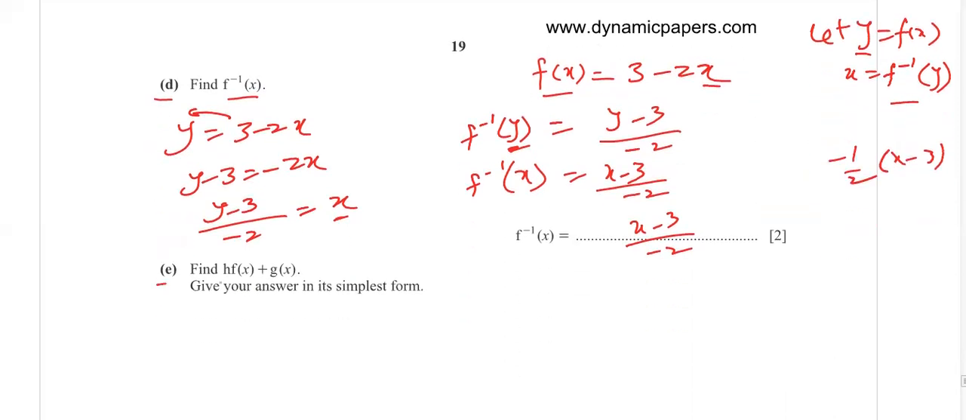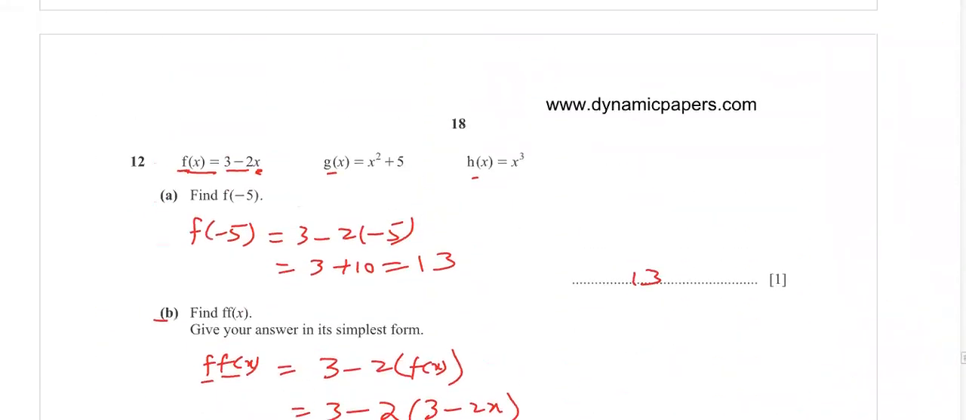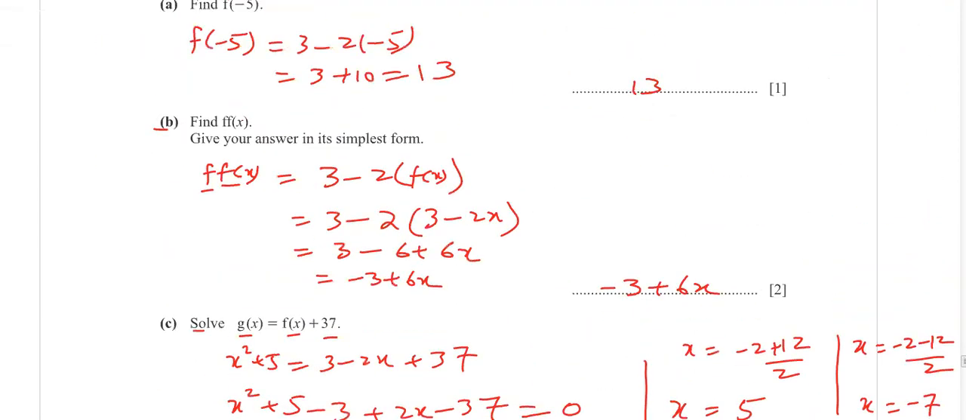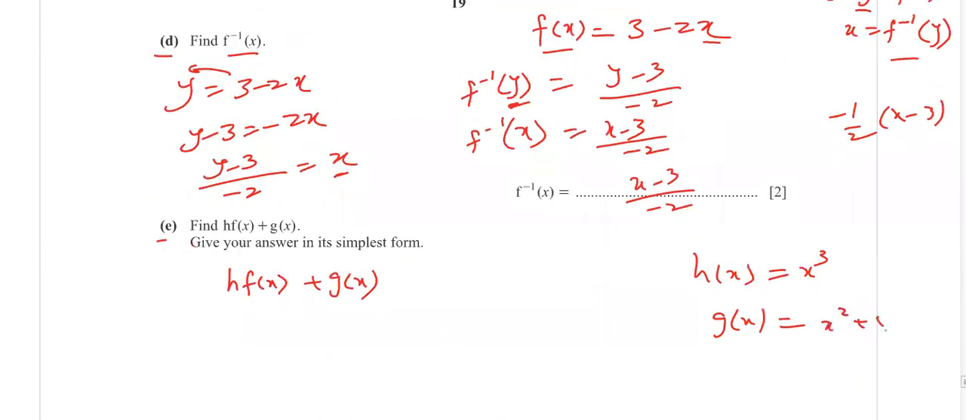Your choice, whatever way you use to write. And then part E is saying find h f of x plus g x. h f of x plus g of x. Now, what is the meaning of h f of x? Again, I need to go back to the original functions. h of x is x cube, g of x is x square plus 5, and f of x, of course, I already have that one, 3 minus 2x.